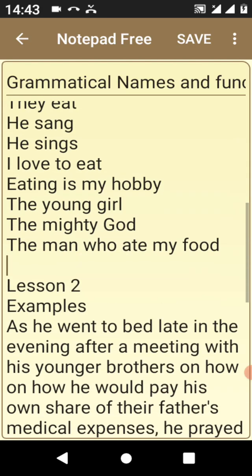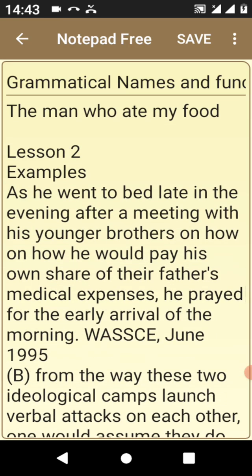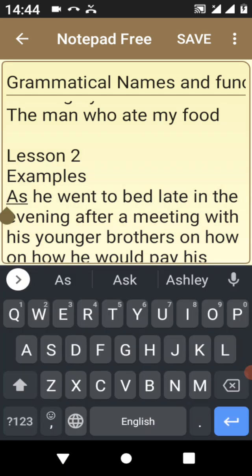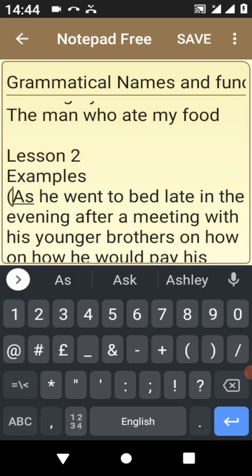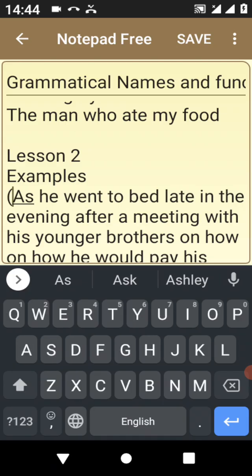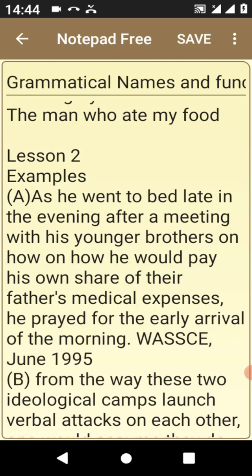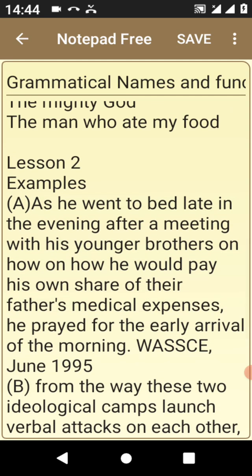It's helpful. Now today we are in lesson 2. We are looking at examples of noun phrases or clauses. These questions are brought from past examination questions. The first one is from WASC, June 1995.